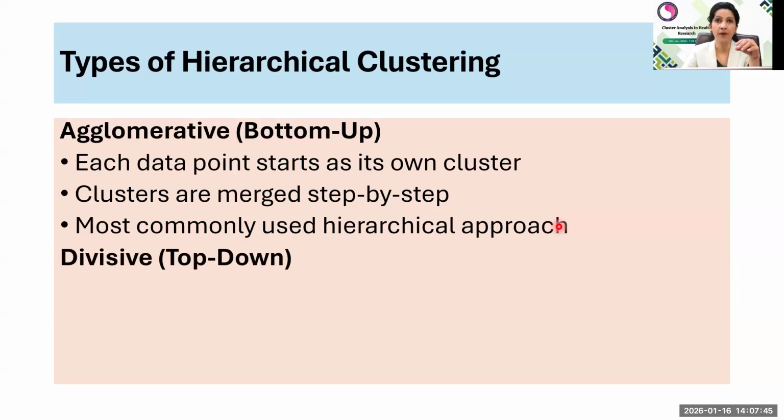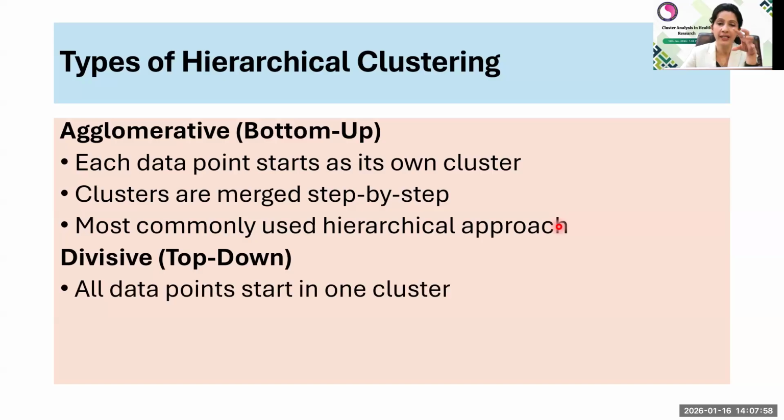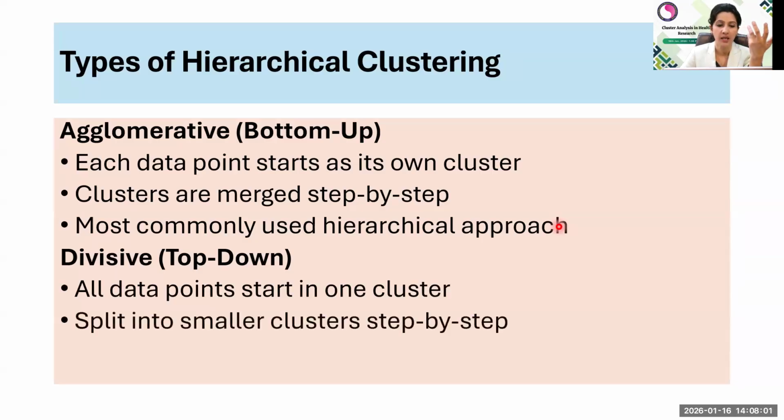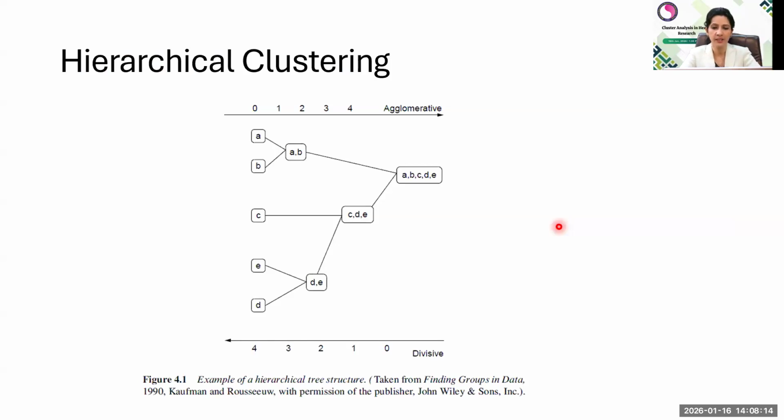The second type of hierarchical clustering is the divisive, where you start from the top and then you keep on breaking the clusters into the individual units. So this is the divisive. All data points start as one cluster, and then you split these into smaller clusters step by step. But it is less commonly used in health. You can see this here if you see the direction.